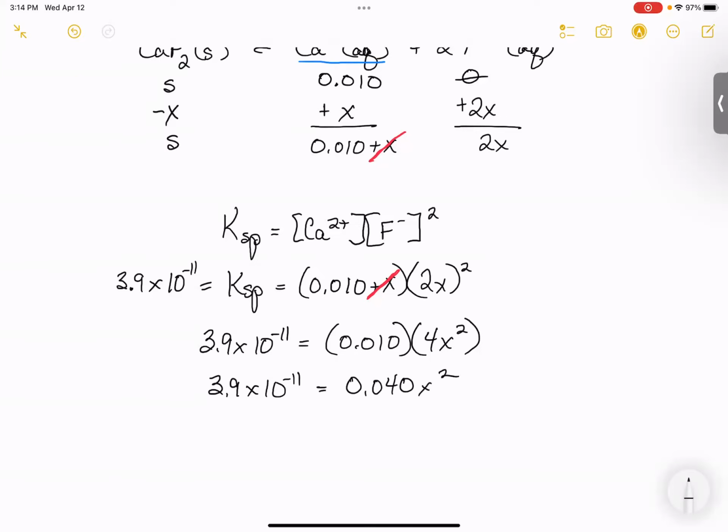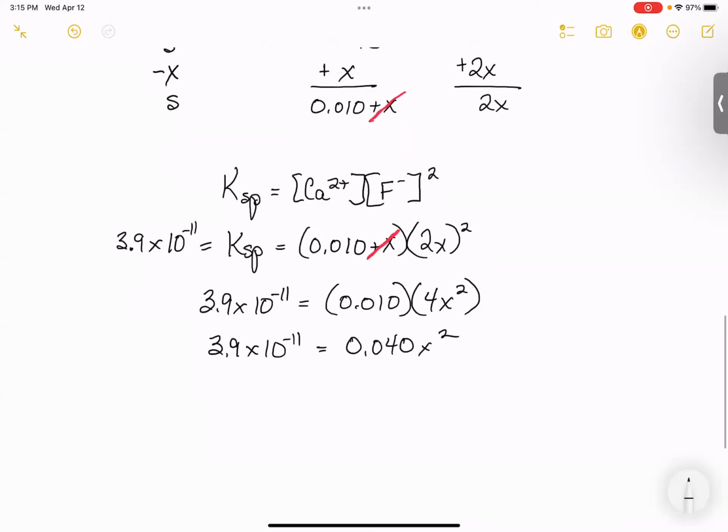So we take our 3.9 times 10 to the minus 11, divide it by 0.04, and then we take the square root of that number. And our X in this case is going to be 3.12 times 10 to the minus 5.